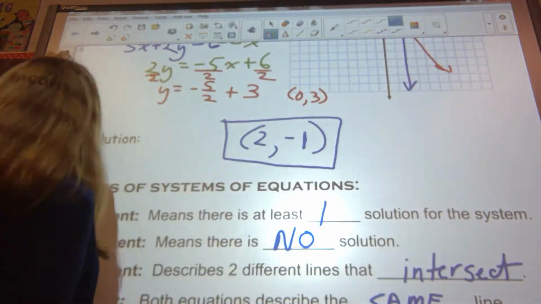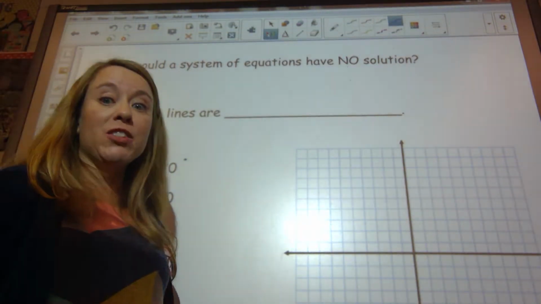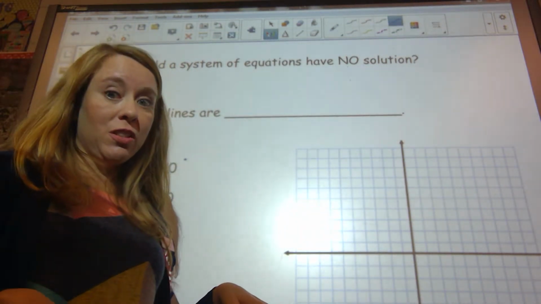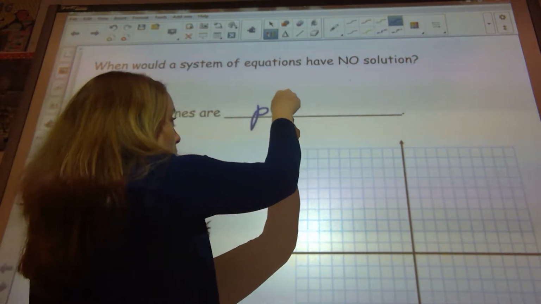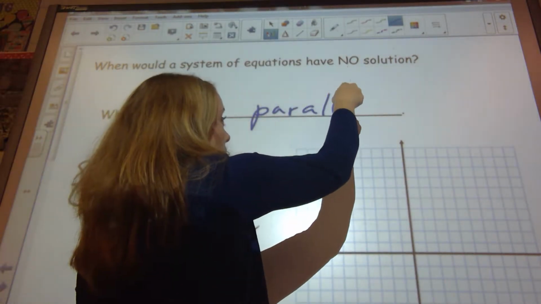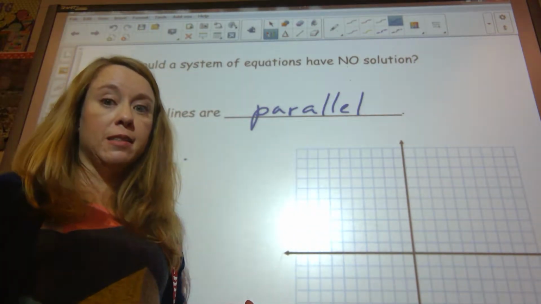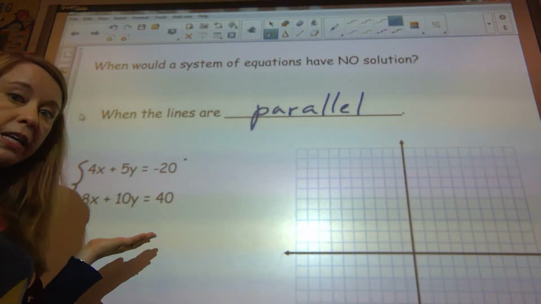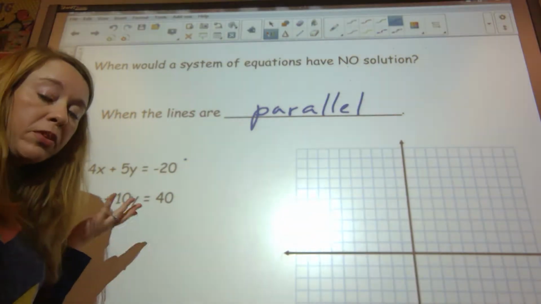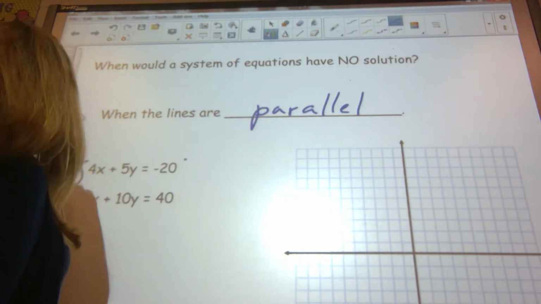When would a system of equations have no solution? That would be when the lines are parallel. They will never, ever meet. So there's no solution to that system. So let's look at these two equations that are forming our system and put them in slope-intercept form and graph them and see if we can find a solution.